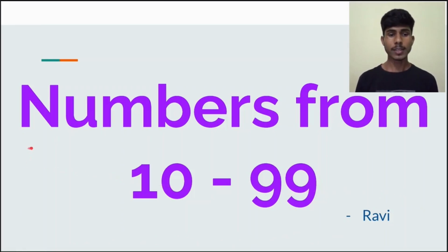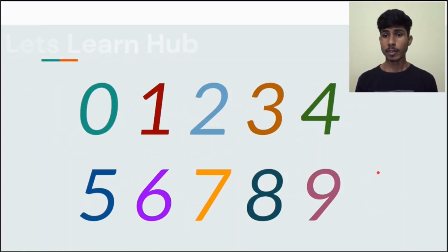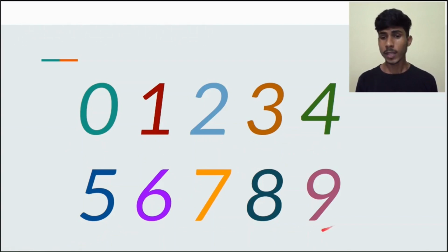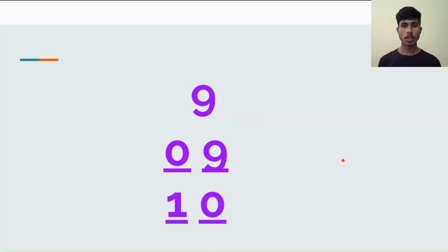Today's topic is numbers from 10 to 99. In the last lecture we learned numbers from 0 to 9, right? So we have learned 0, 1, 2, 3, 4, 5, 6, 7, 8, and 9. And I also told you guys 9 is the largest single digit number and our next number is 10. So far we have learned up to 9, right?